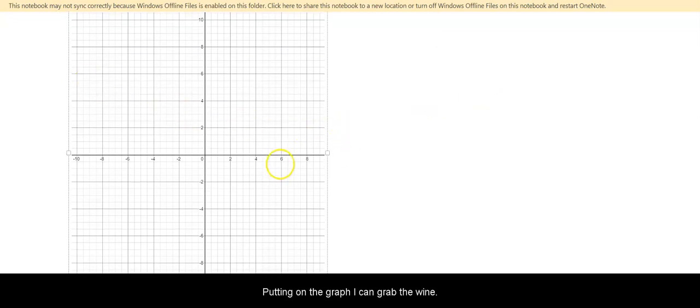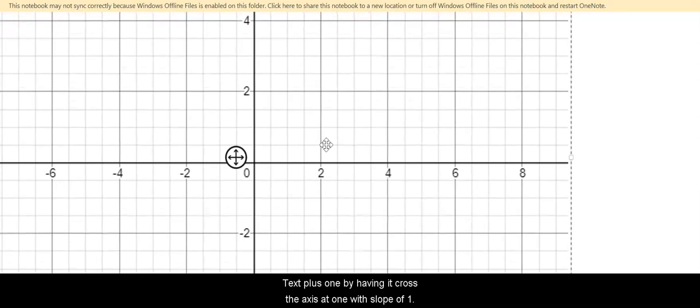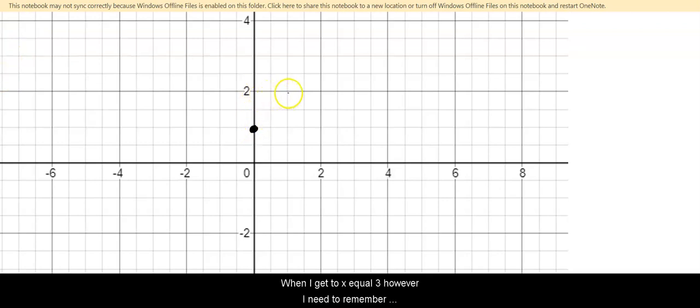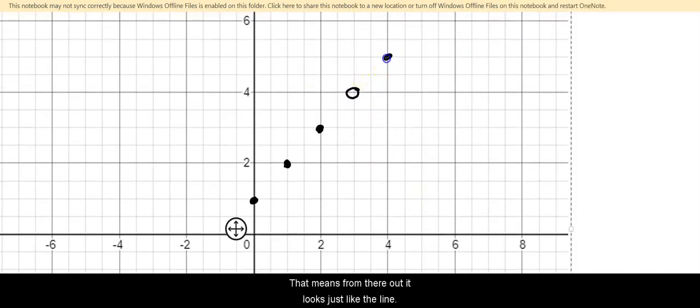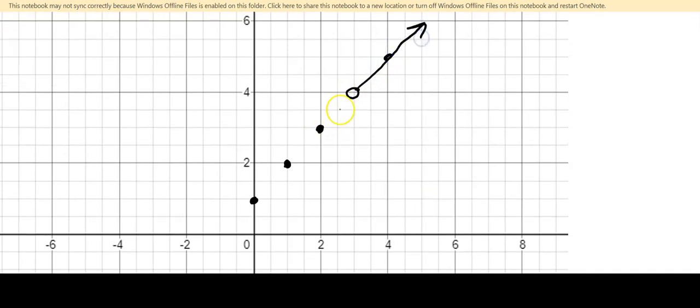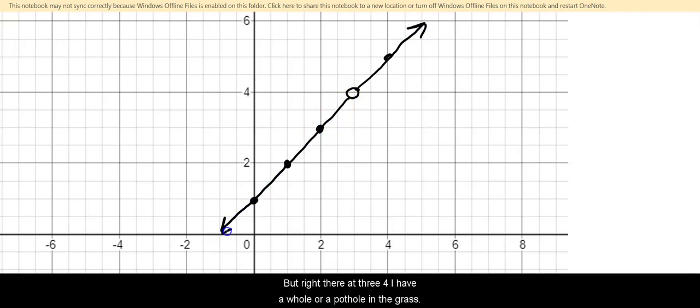Putting on the graph, I can graph the line x plus 1 by having it cross the axis at 1 with slope of 1. When I get to x equals 3, however, I need to remember that it's a hole at 3, 4. So if I'm moving across, this means that when I'm at 2, the y value should be 3, but at 3, I have a hole in the graph there at 4. That means from there out, it looks just like the line, but right there at 3, 4, I have a hole or a pothole in the graph.